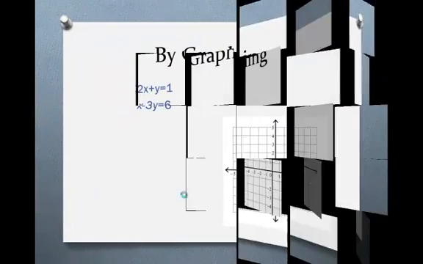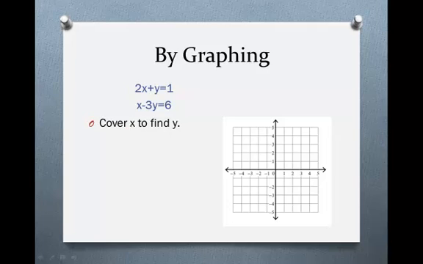To do a graphing example, what you're going to do is cover the x to find y. So I'm going to cover this x, pretend this x is not here, and you get that y equals 1. That's the first point. And then you're going to cover the y to find the x. So if I cover this y, I get that 2x equals 1. I'm going to divide by 2 on both sides, and I get that x equals 1/2.